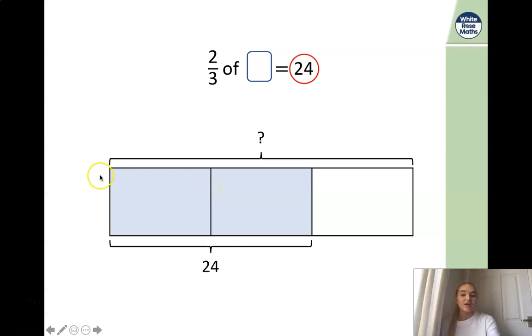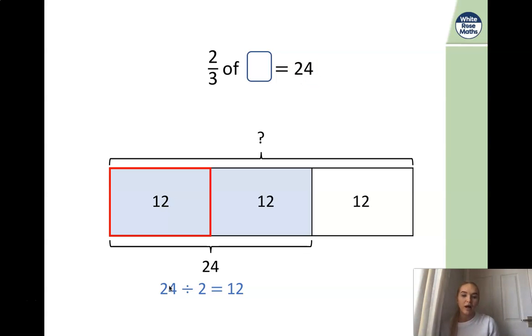So what I can do is I can recognise that if 2 of these parts are 24, what is 1 part going to be? What is my sum going to be to work out 1 part? It's going to be 24 divided by 2. What's 24 divided by 2? We can think, well, how many times does 2 go into 20? 10. How many times does 2 go into 4? 2. So that means 24 divided by 2 is 12. 1/3 is 12, which means all of my thirds are 12.